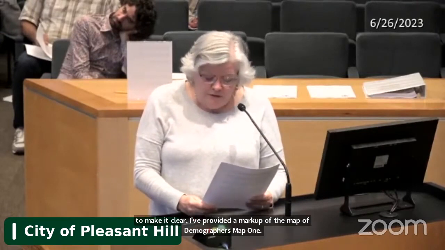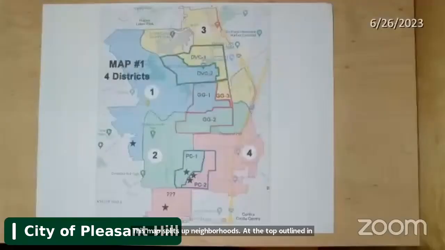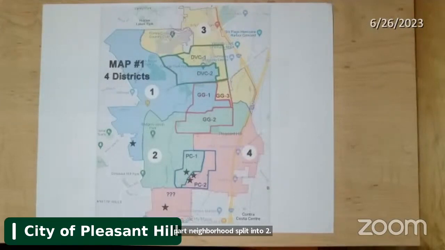The proposed ordinance doesn't say which 4-district map would go on the ballot. After all the time and care picking a 5-district map, you propose to pick a 4-district map without enough public input? Just to make it clear, I've provided a markup of the map, demographer's map 1. This map splits up neighborhoods. At the top, outlined in green where it says DVC, is the DVC College Park neighborhood split into 2. In the middle, outlined in red, is where 3 Gregory Gardens sections are split into 3 parts. At the bottom, Poets Corner in blue is split pretty much in half.